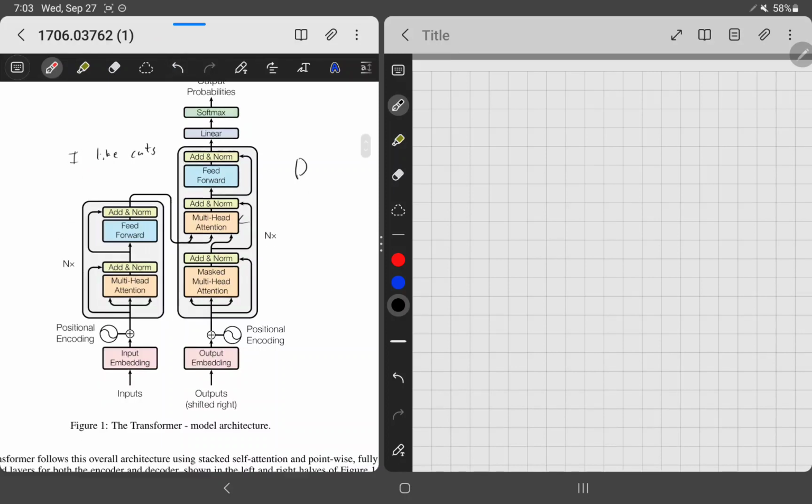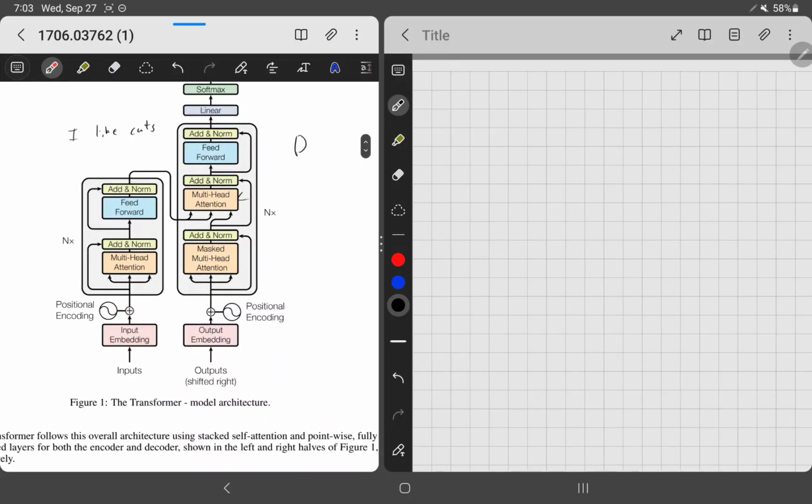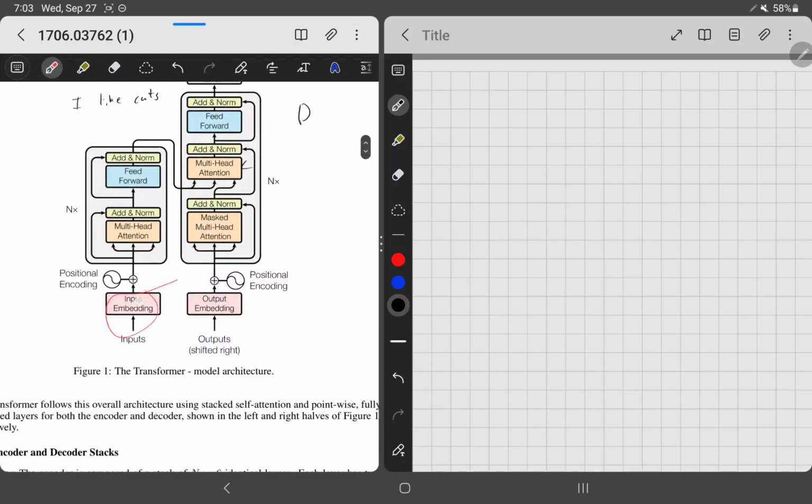So we'll go through this step by step. The input embedding: you have two lookup tables. One lookup table is the Spanish table, and one lookup table is the English table. That's just your input embedding that allows you to get the d-dimensional vectors.